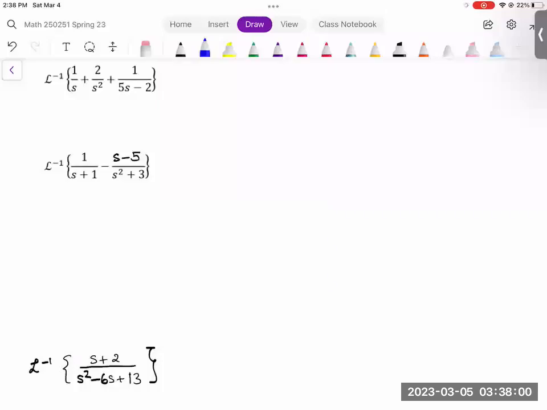Alrighty, so let's take a look at this. I'd like you to make sure that you have your sheet out in front of you as we're looking through this. All right, so for this first example, we have inverse Laplace transform of this big sum. So this is going to be the inverse Laplace transform of each of these pieces.